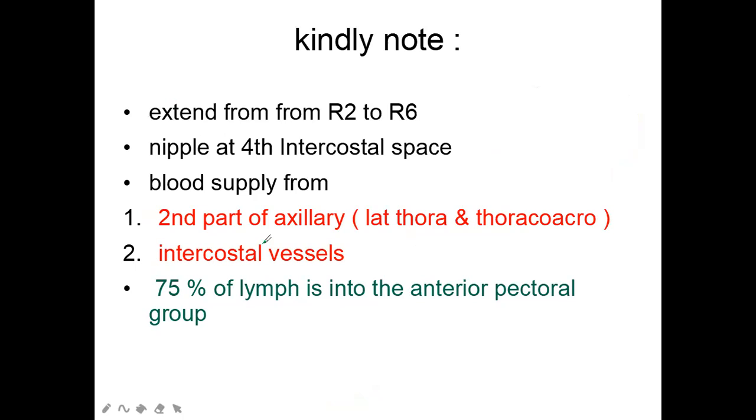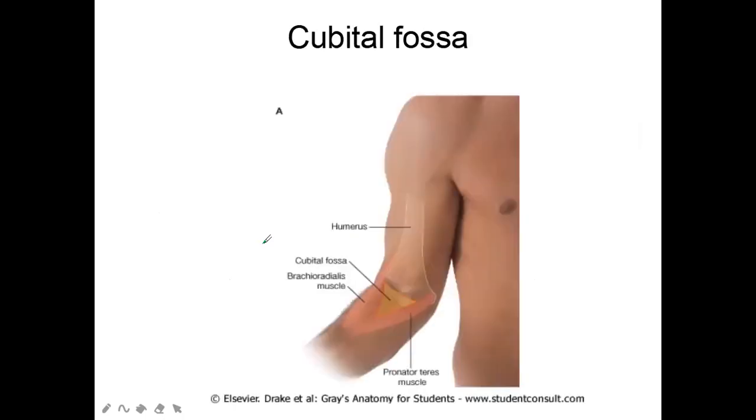Then blood supply is coming from the intercostal vessels, and also, like I said, perforating vessels coming from the internal thoracic artery, and then the second part of the axillary artery giving the lateral thoracic and the thoracoacromial artery. So they also give mammary branches. Then 75% of the lymph goes into the anterior pectoral group of lymph nodes, and carcinomas are commonly in the upper outer quadrant of the breast.